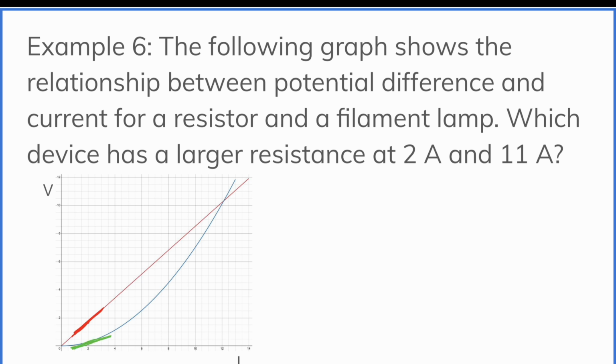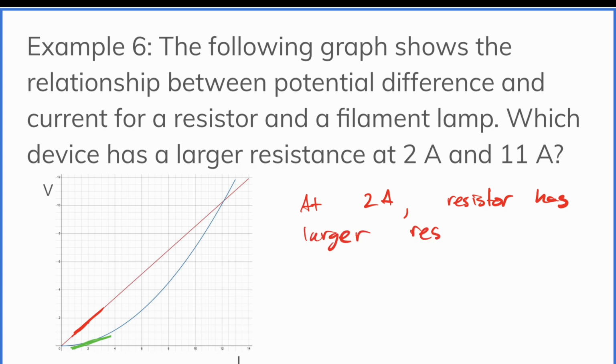So a tangent line would look something like this. And if I compare the slopes of these two objects, I can see that the slope of the resistor is larger. So I would say at 2 amps, the resistor has larger resistance.